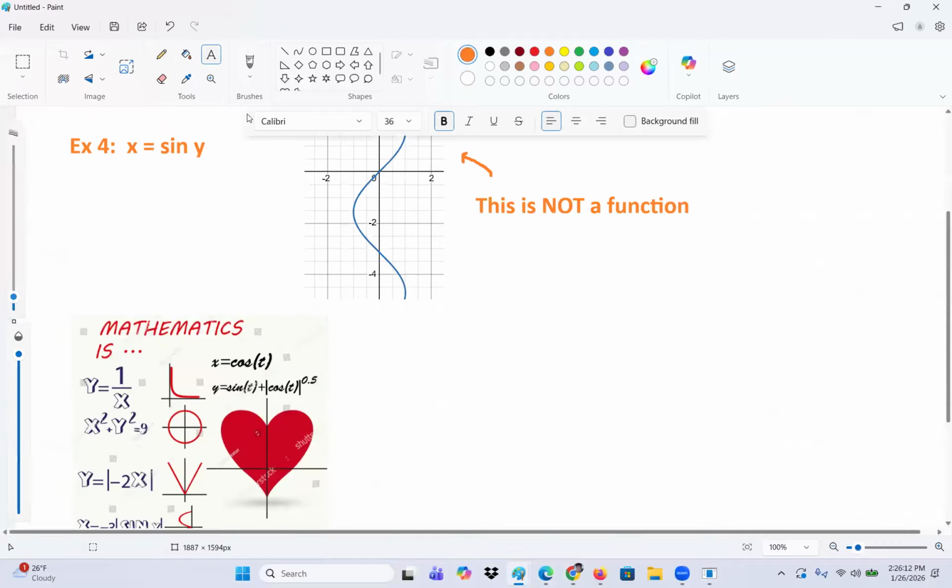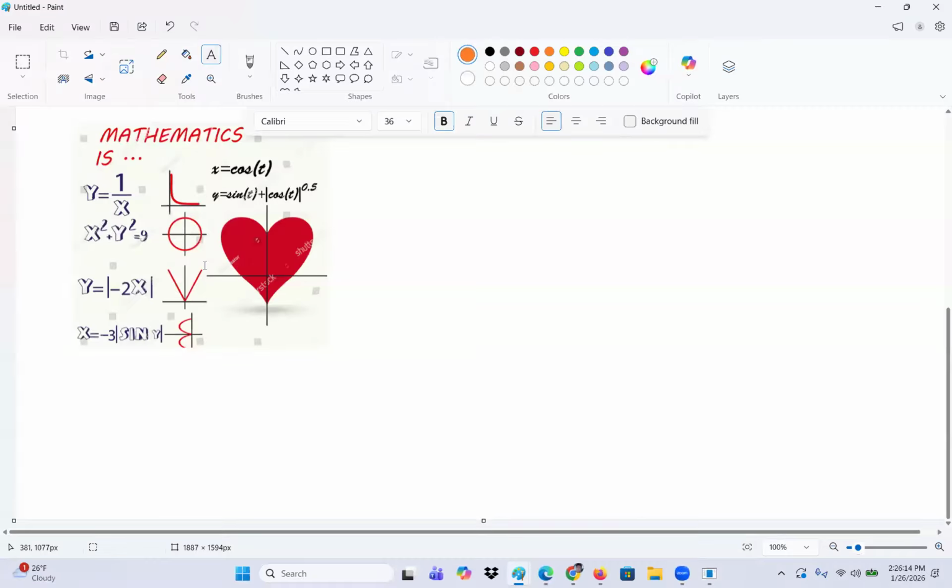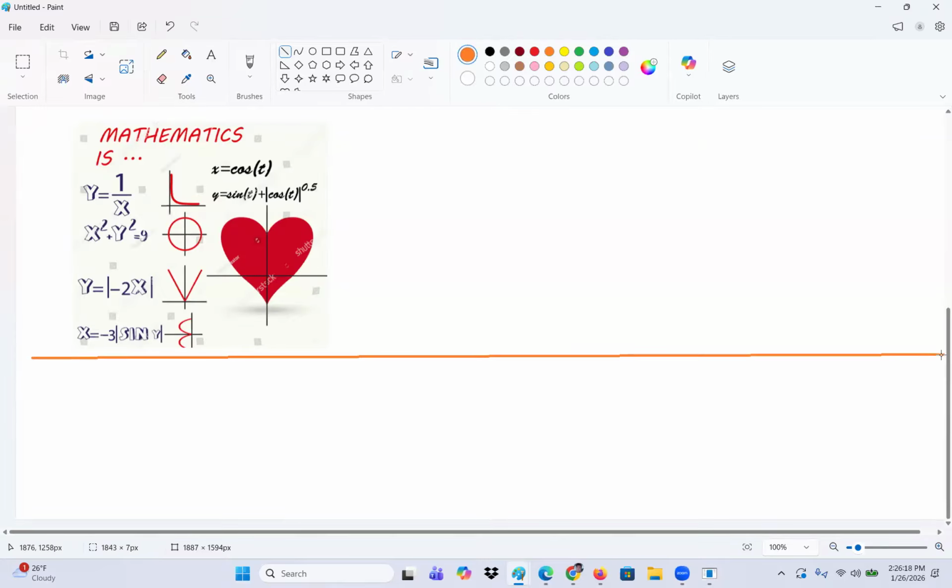Anyway, apparently we know which one is a function and which one is not a function. So we have fun with it. And now we're going to move up to the next topic, which is called domain and range.